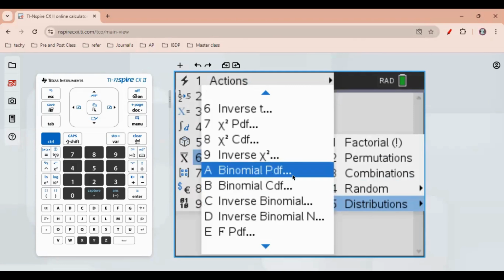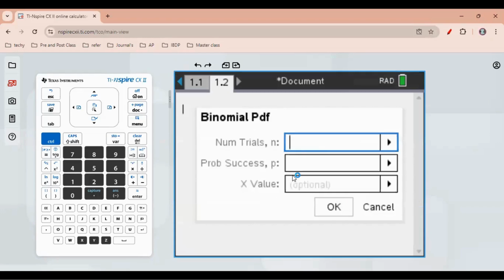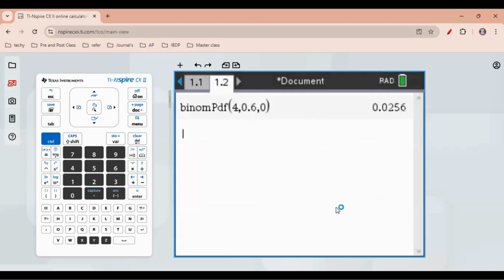So we are solving for exactly 0 wins. It's not like an interval, so probability density function. I know N is 4. We calculated P, 0.6, it is optional. We have to give it. We are solving for 0 wins. And click OK. This is all we got.